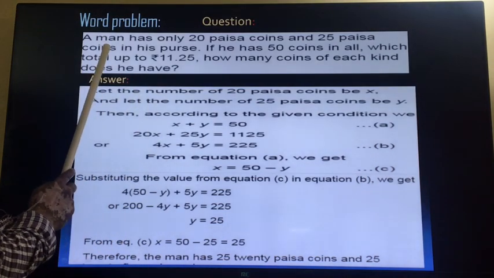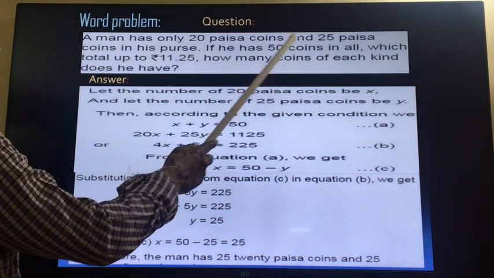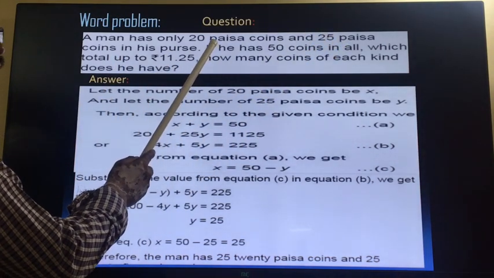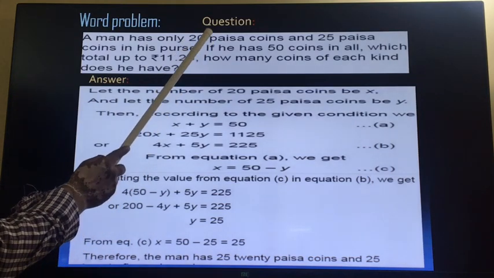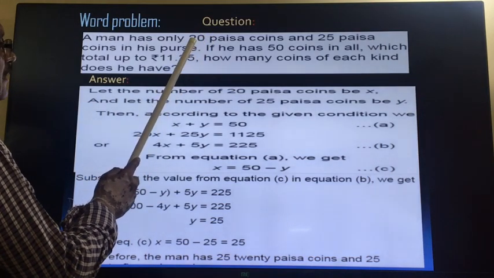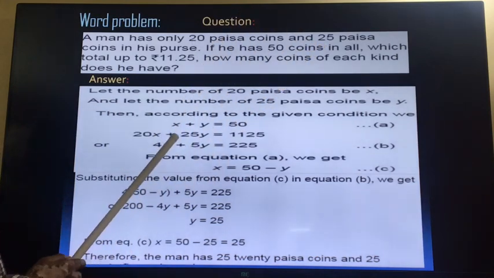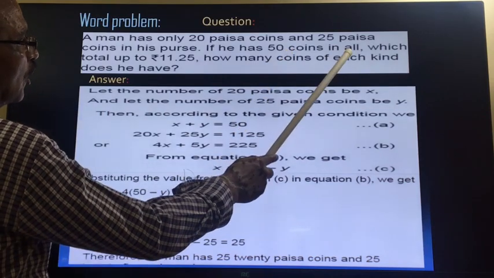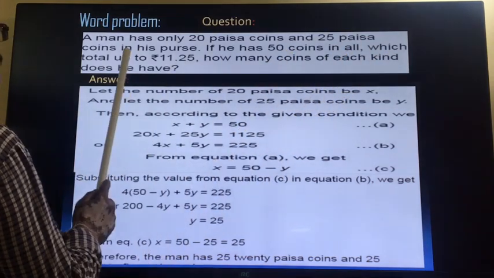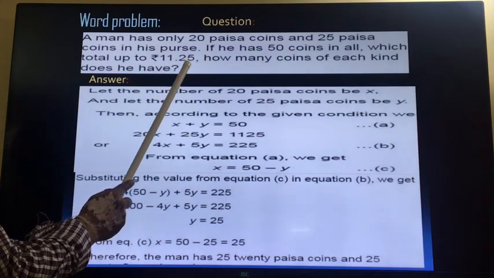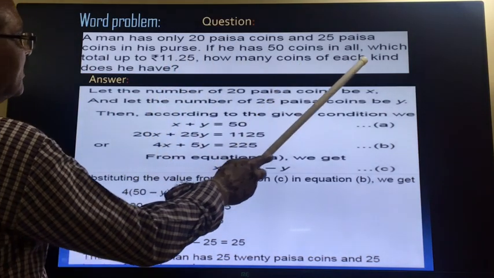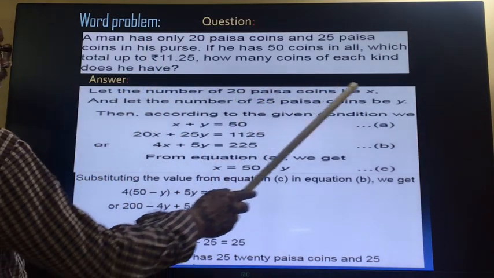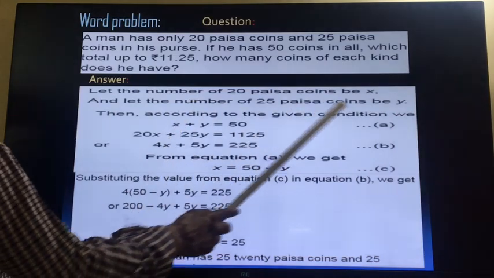So the question is, a man has only 20 paisa coins and 25 paisa coins in his purse. So one person is having 20 paisa coins and 25 paisa coins. In this case, we will suppose 20 paisa coin as x and 25 paisa coin as y, and total number of coins, he has 50 coins in all, which total up to 11.25 rupees. How many coins of each kind does he have? So number of 20 paisa coins we can suppose as x, number of 25 paisa coins as y.